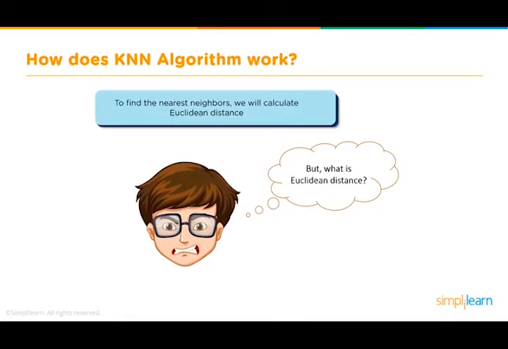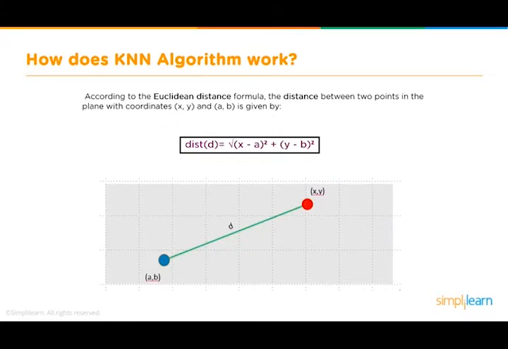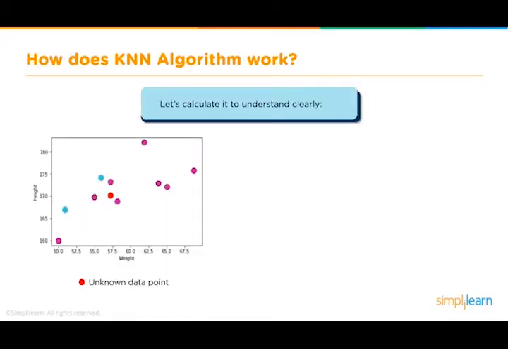To find the nearest neighbors, we'll calculate the Euclidean distance. According to the Euclidean distance formula, the distance between 2 points in the plane with the coordinates x, y and a, b is given by distance d equals the square root of (x minus a) squared plus (y minus b) squared. You can remember that from the two edges of a triangle. We're computing the third edge since we know the x side and the y side. Let's calculate it to understand clearly.